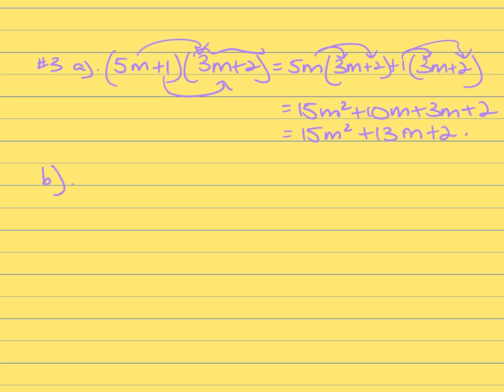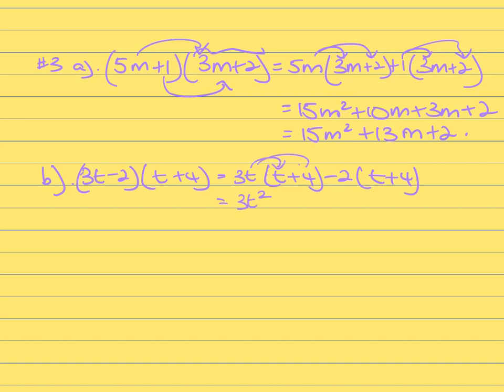B. 3t minus 2 by t plus 4. So that gives us 3t by t plus 4 and minus 2 by t plus 4. So that will give us 3t squared plus 12t, then minus 2t minus 8, being careful with our signs. So that gives us 3t squared plus 10t minus 8.